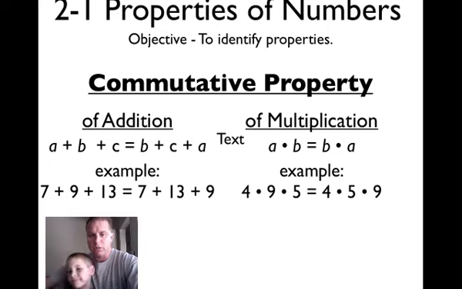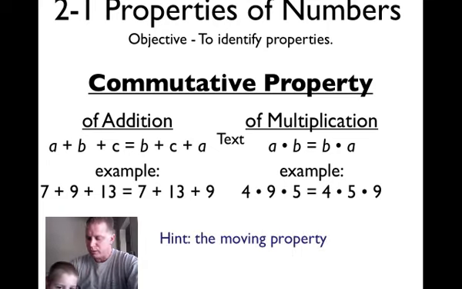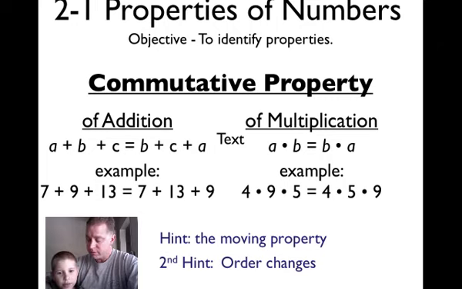Yep. So commutative property, I think of that as kind of like our moving property. Things can move around, but the value doesn't change. Our second hint is order doesn't matter. The order changes. So that's how you can tell if it's commutative property.